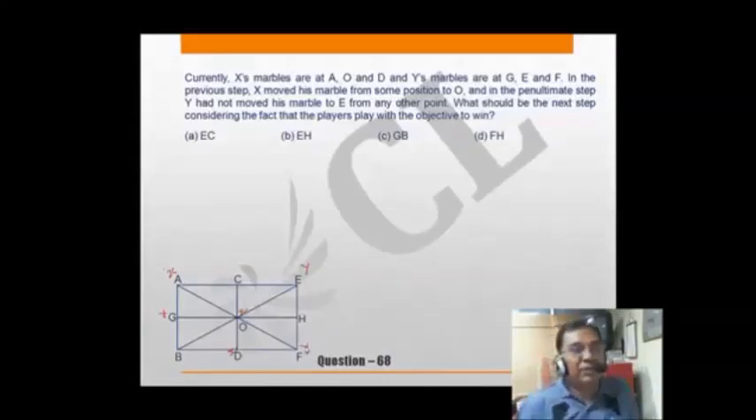In the previous step, X moved his marble from the same position to O. That means this has moved. Y had not moved any marble to E. That means this can move. X cannot move. This Y can move. The next step, the players play with the objective to win.